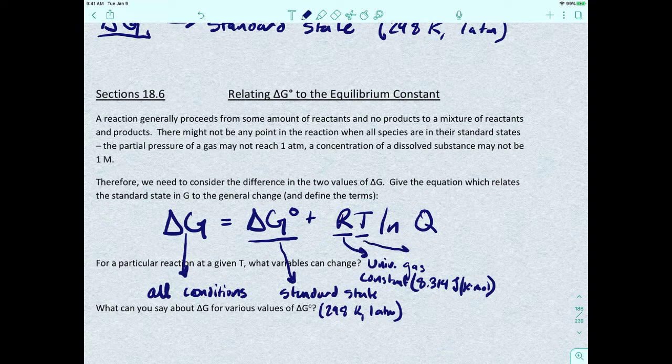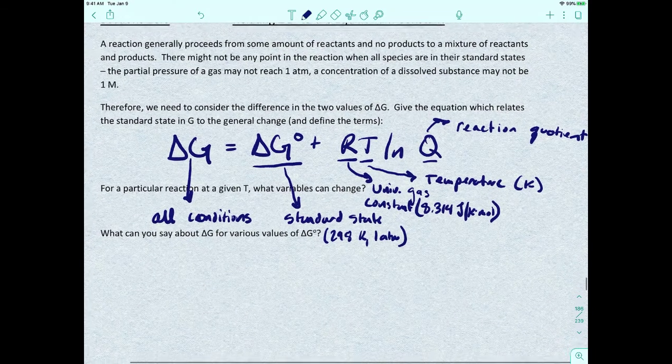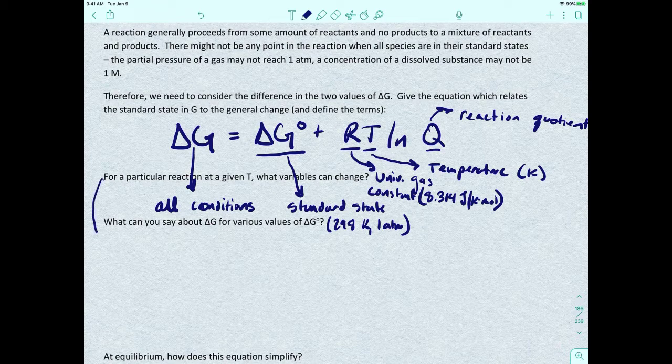T, that's our temperature, and that's got to be measured in Kelvin. And then Q, if you guys remember back in chapter 15 when we talked about equilibrium, Q is the reaction quotient. All right. So for a particular reaction at a given temperature, what variables can change? So to answer that question, the temperature can change, delta G, non-standard state, can change, and Q can change.